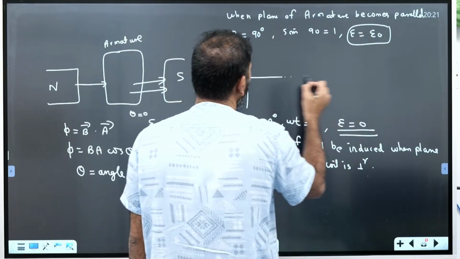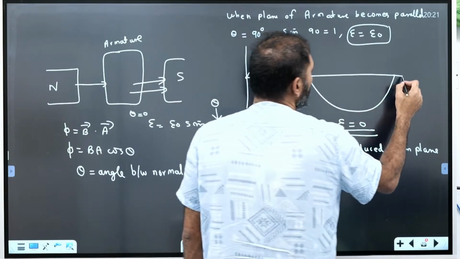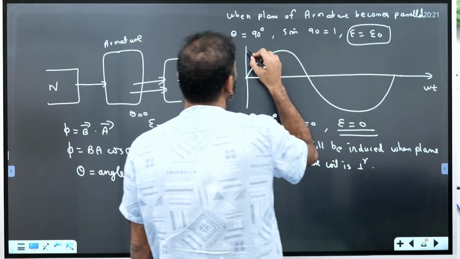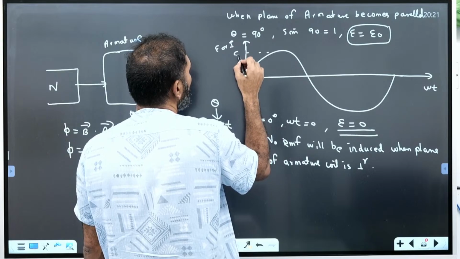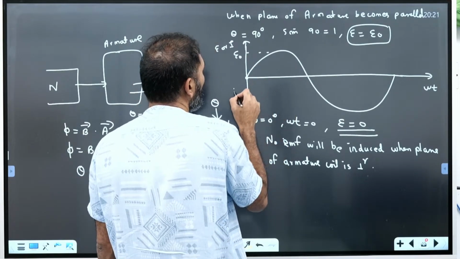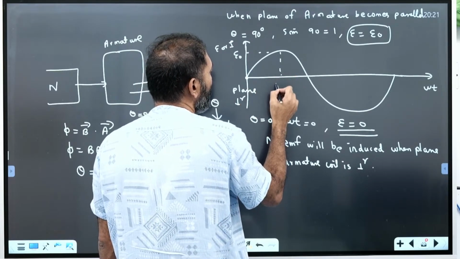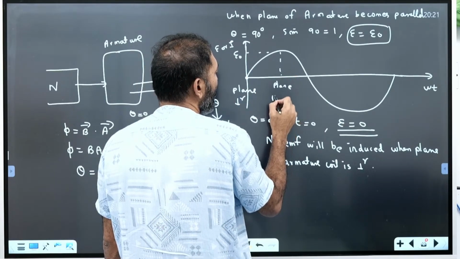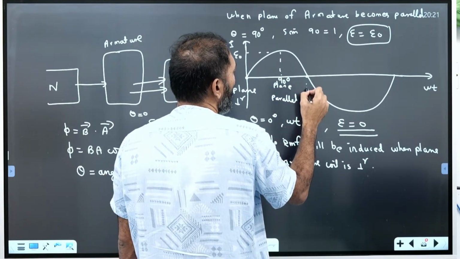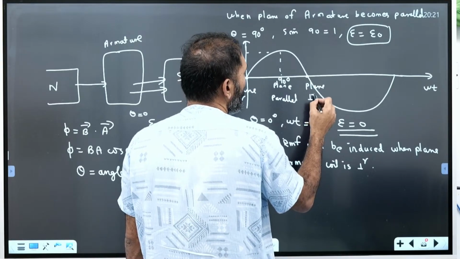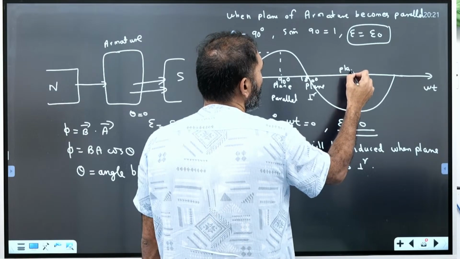So what are we getting? This is what we are getting. On the X-axis we have omega t. On the Y-axis we have EMF or current. This is E0. Here the plane is perpendicular, no induced EMF. Here the plane is parallel. So when the armature coil has turned 90 degree, plane parallel; again at 180 degree, plane perpendicular; at 270 degree, again plane parallel.